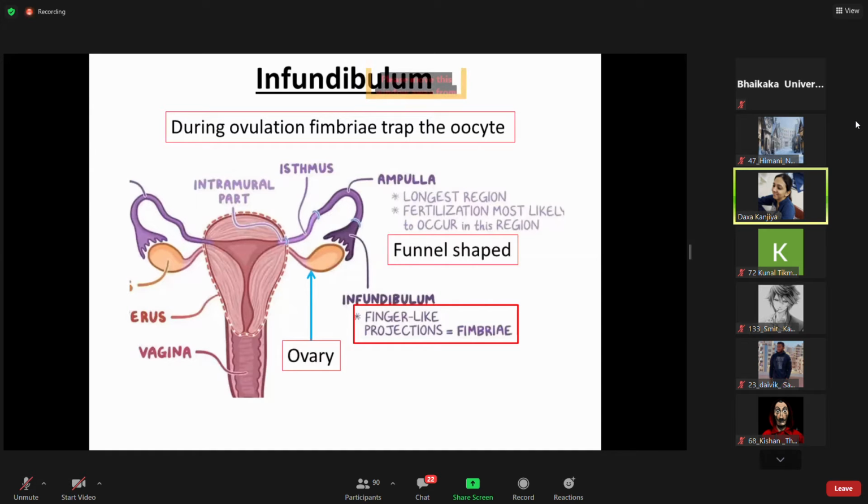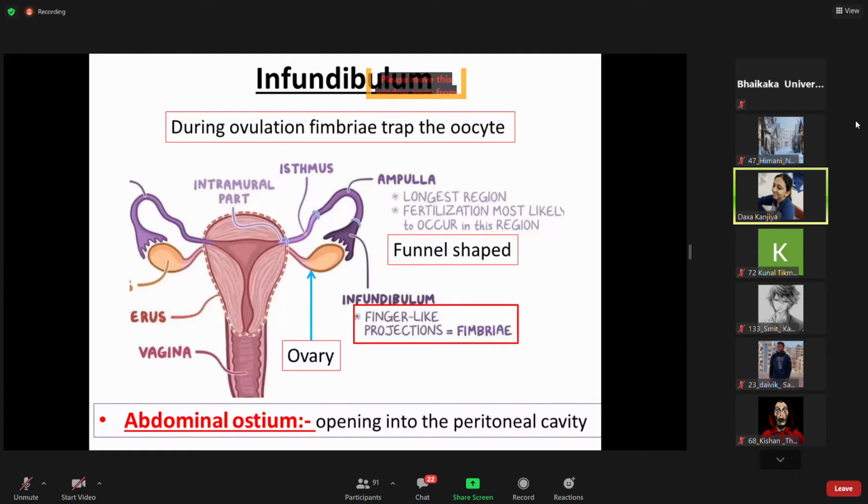What is the function of this fimbria? During ovulation, it traps the oocytes from the ovary. As soon as the ovary releases the oocyte, this fimbria or finger-like projection will trap the ovum or oocyte. Then it opens into the peritoneal cavity through the abdominal ostium or abdominal os.